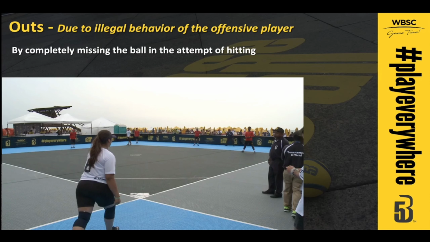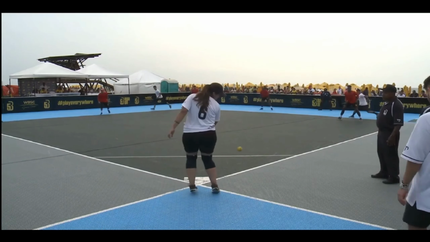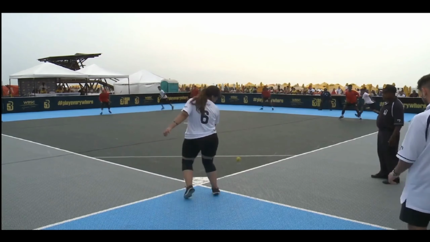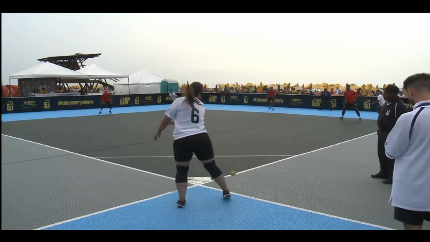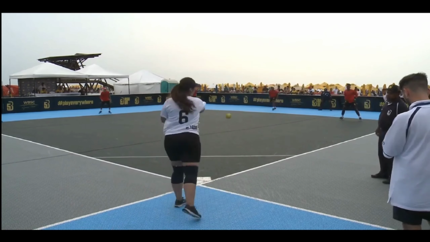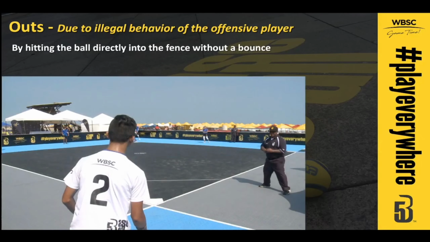Here, it's pretty straightforward. The batter misses the ball in the attempt of hitting. Swing and a miss in baseball is a strike. Swing and a miss in Baseball 5 is an out. And we won't watch that too many more times.